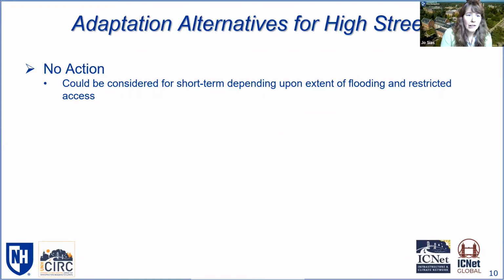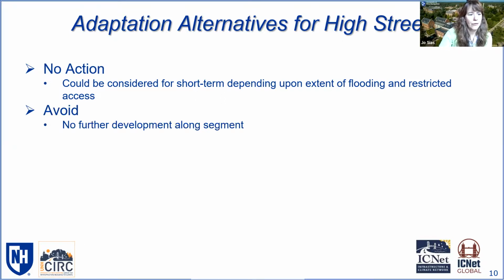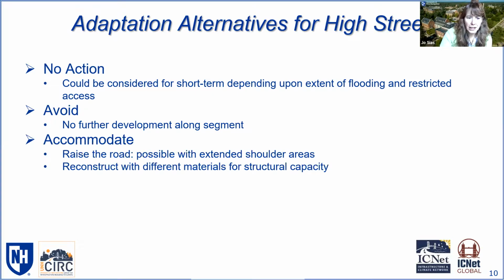In terms of High Street adaptation alternatives, again, similar, no action could be investigated for the short term, and avoidance in terms of no further development. In terms of accommodation, again, a little bit different here, where raising the roadway is more of a possibility because we've got those extended shoulder areas. Reconstructing with different materials, and actually a combination of the two might be a possible and effective alternative, looking at it in more detail.